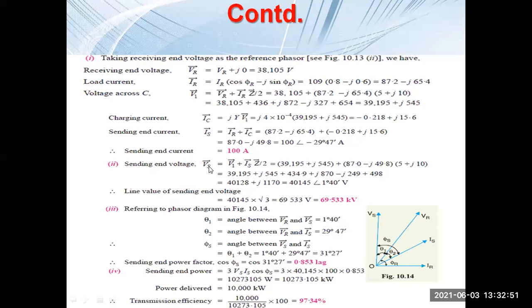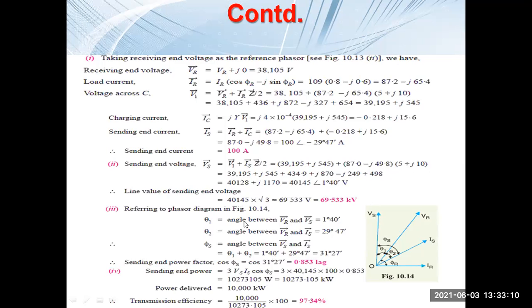Now sending end voltage, that is Vs equal to V1 plus IS into Z by 2. So this V1 we have calculated, IS also we have calculated, Z by 2 is known to us. So we can calculate the value of Vs. So this value, whatever we have got, this is the phase voltage. So line to line voltage will be multiplied by √3.